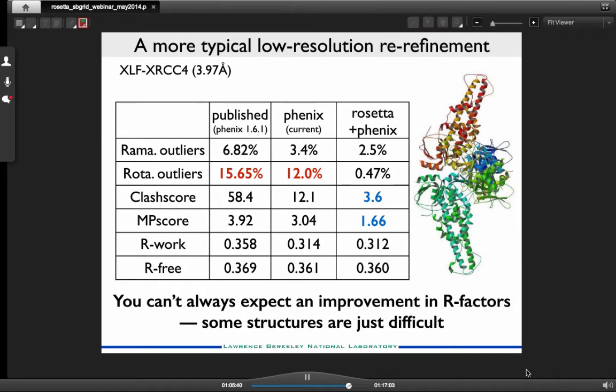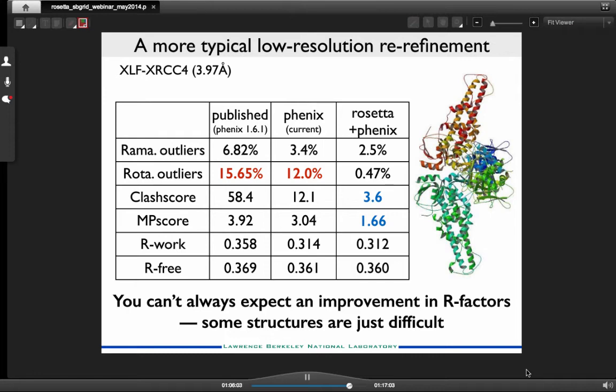And this is another typical low-resolution example. This is a slightly more marginal structure from back when Phenix didn't deal with low resolution as well. And again, re-refining it with the current version of Phenix gives you better geometry. R3 basically stays about the same in this case. But then with Rosetta and Phenix, we're able to get even better geometry.